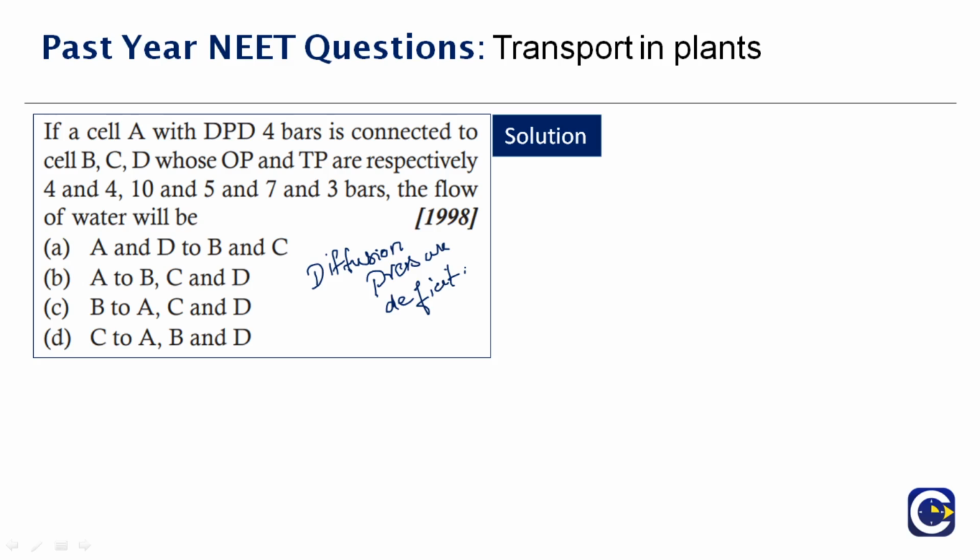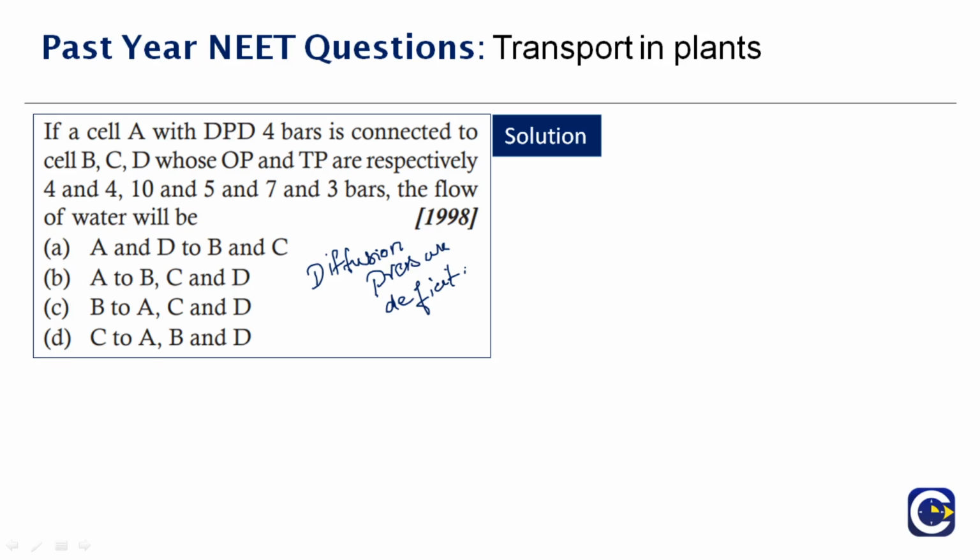When I say OP, you always have to remember that. See, here we are talking about the movement of the water. You're given four things here: A, B, C and D. And I told you what is DPD, diffusion pressure deficit. Now DPD is equal to OP minus WP.